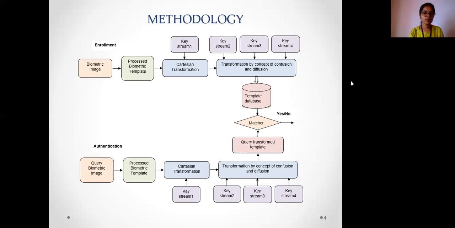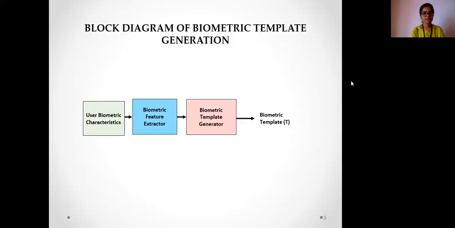During the authentication process, the query biometric image is given, and this is again processed and transformed using the same key streams that were used during the enrollment. And here the transformed template generated during authentication is compared with the template database. If the template is matched, the matcher shows the output matched, or else it shows not matched.